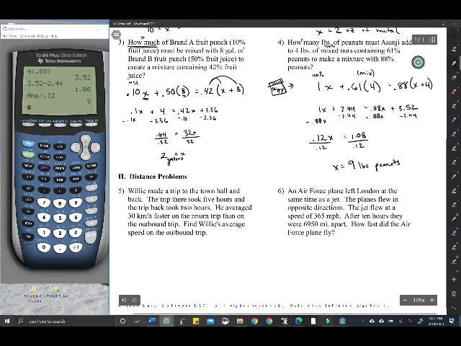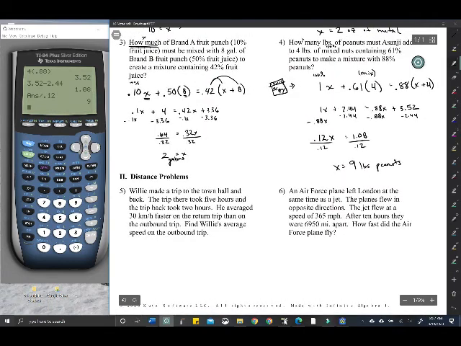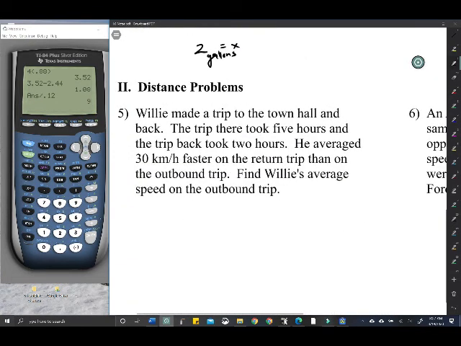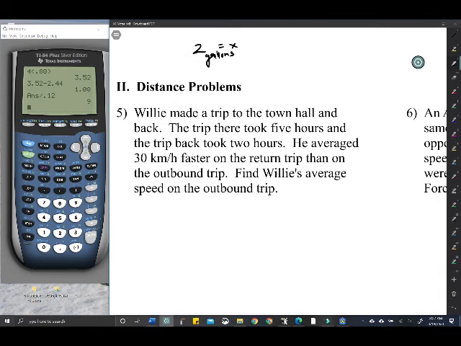Now, 2 more, and these are distance type problems. So some more thinking, okay? So, Willie made a trip to the town hall and back. The trip there took 5 hours, and the trip back took 2 hours. So, these problems, you might just need to take a step back and think, okay? So, Willie's walking. Typically, we know that distance is equal to rate times time. That's just something to have in the back of your mind, okay?